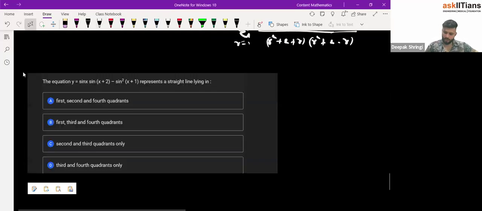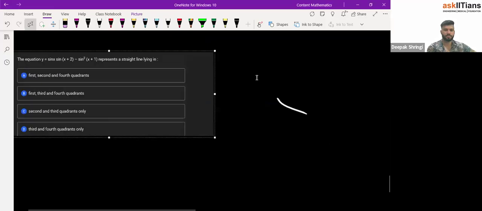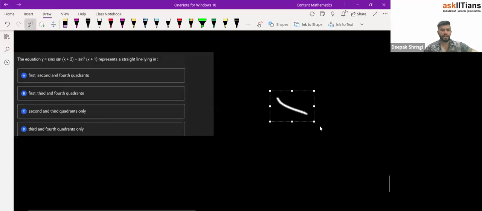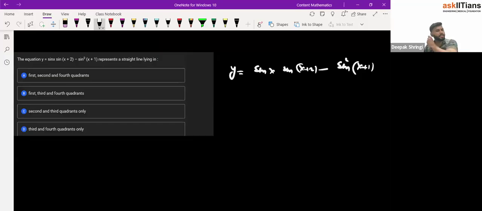The equations, the curve y equal to this, represent as straight lines. y equal to sin x into sin x plus 2 minus sin square x plus 1. He's saying that this represents a straight line lying in which quadrant? How would you identify that?